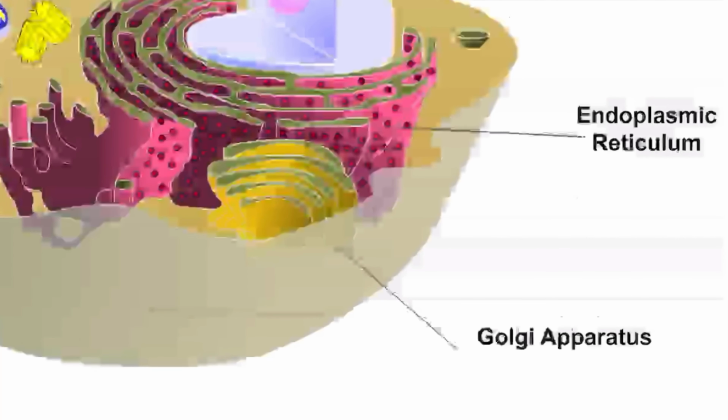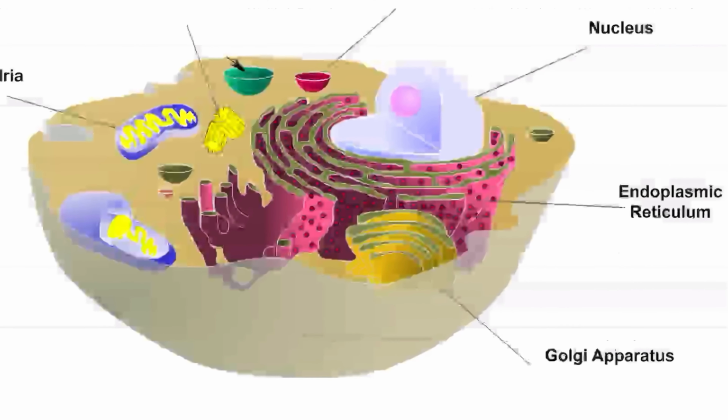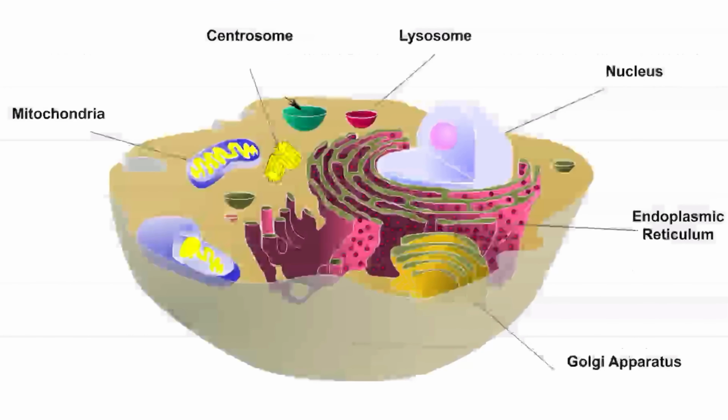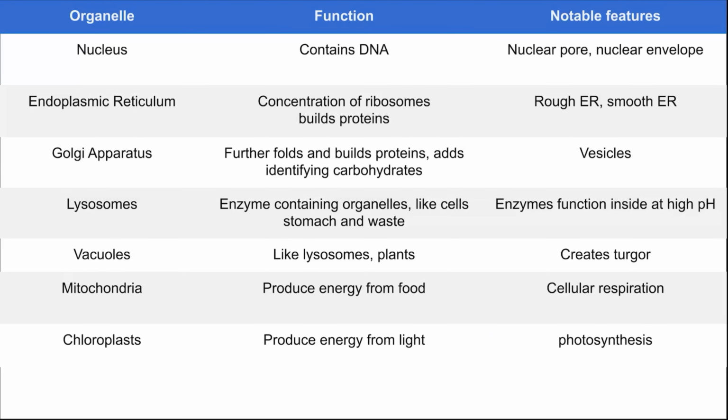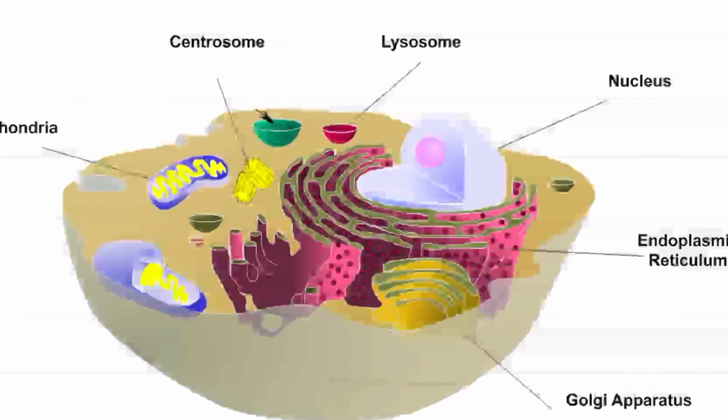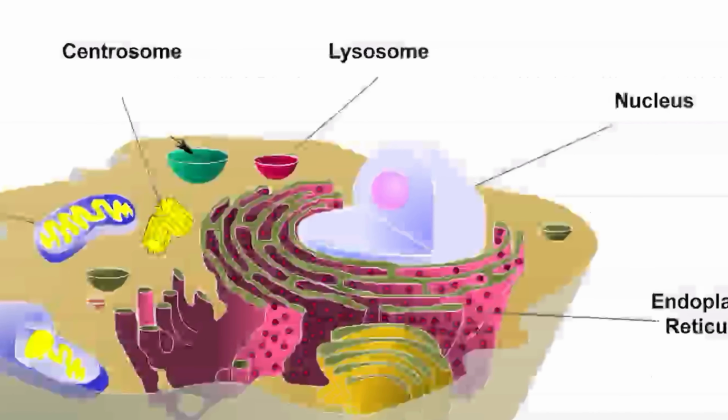The Golgi apparatus further folds and builds proteins and adds identifying carbohydrates to molecules. The Golgi apparatus also contains vesicles. Vesicles help transport products in and out of the cell. Lysosomes are organelles that contain enzymes. These enzymes can break down products. Lysosomes are much like a stomach and waste structure in the cell. The enzymes inside lysosomes tend to function at low pHs.